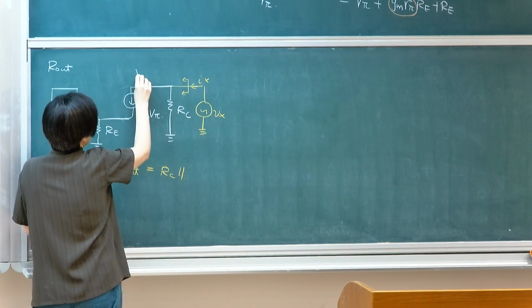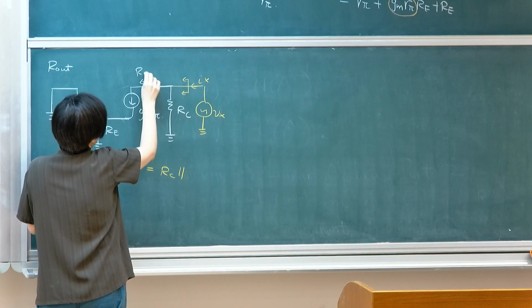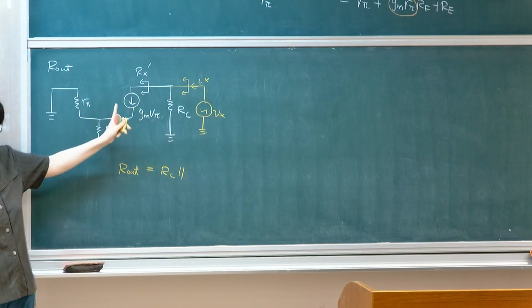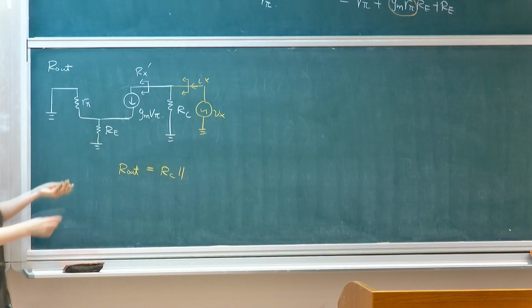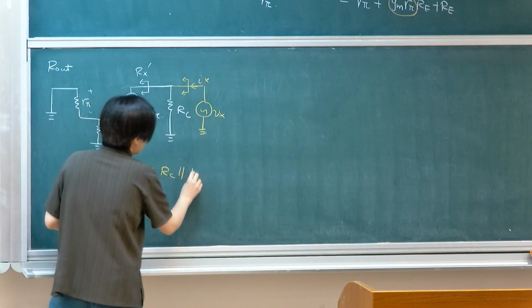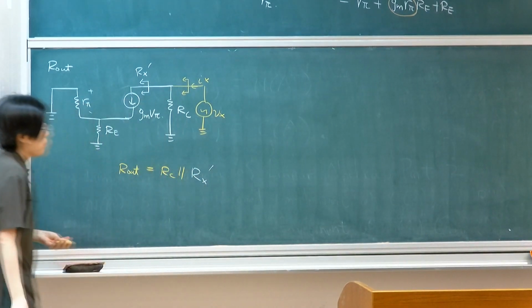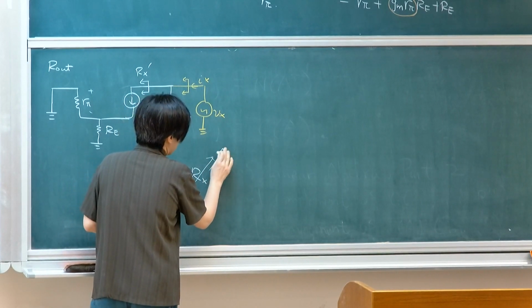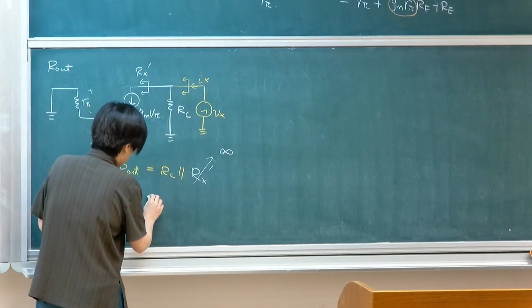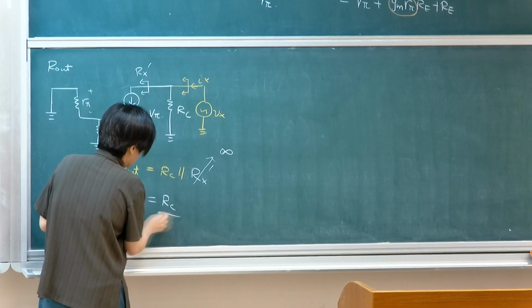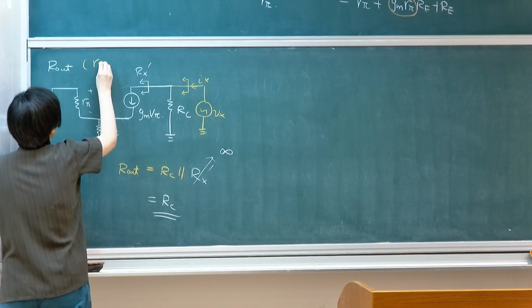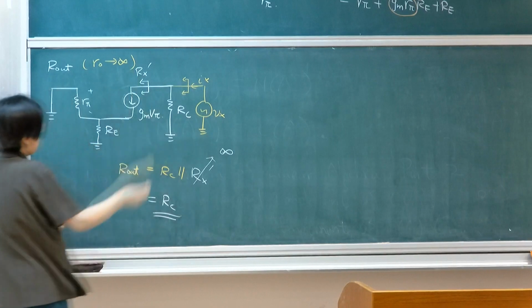Let's say this is R prime. So if you're looking in from here, this is an ideal current source. Whatever the voltage across it is doesn't really matter, meaning that this ideal current source's output resistance is infinite. Therefore, your output resistance is simply RC, because I'm already assuming RO is infinite. Okay?